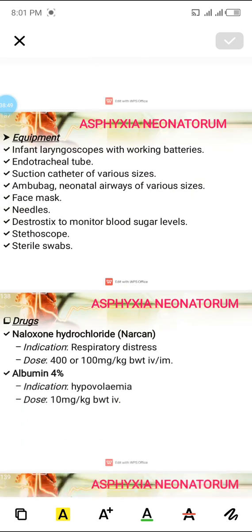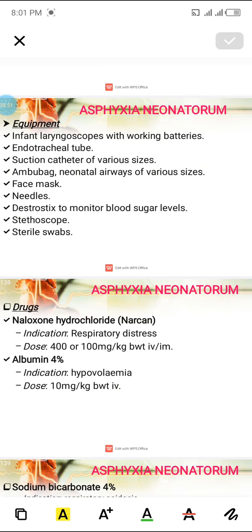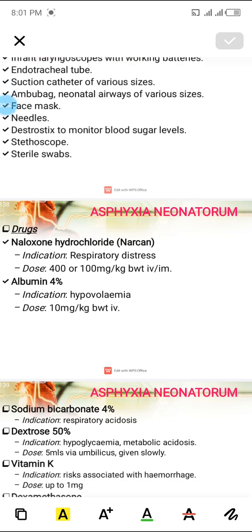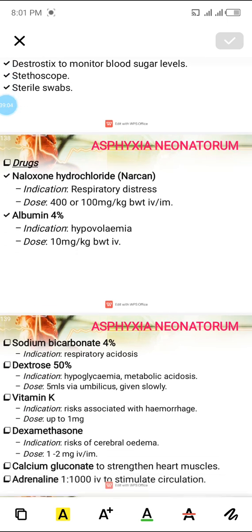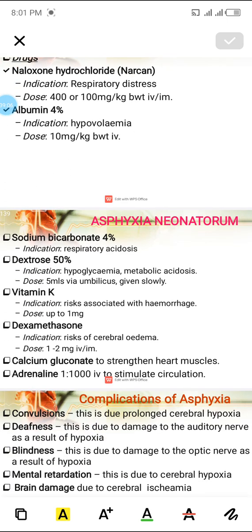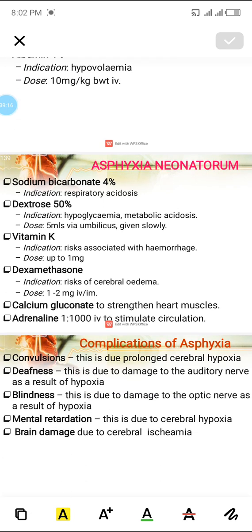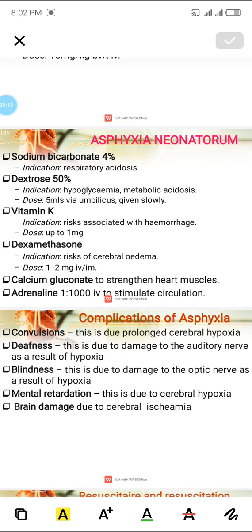Okay, so these are just the drugs that we have and the equipment. Like naloxone, what is naloxone used for? You find this as a one word answer when they ask you about naloxone. It's used in respiratory distress. Then another common one is sodium bicarbonate. Why do we use sodium bicarbonate? The indication is respiratory acidosis, like in this case of asphyxia. Then dextrose 50%, we are using it in hypoglycemia.